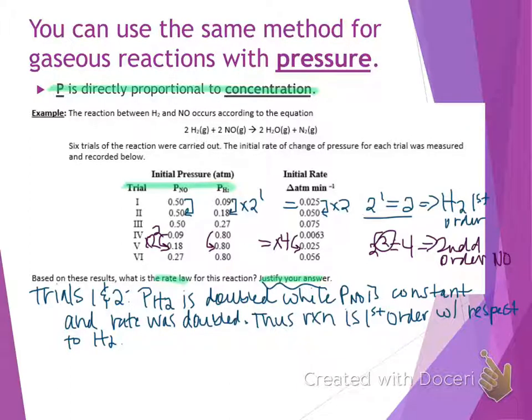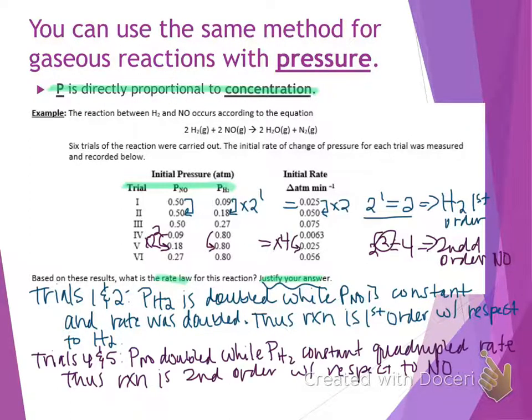We need to go and justify this as well. So since our pressure of NO is doubled while the pressure of H2 is constant, and it quadrupled the rate, the reaction is second order with respect to NO. Again, we want to make sure we're saying with respect to H2 and NO, not the pressure of H2 or the pressure of NO.